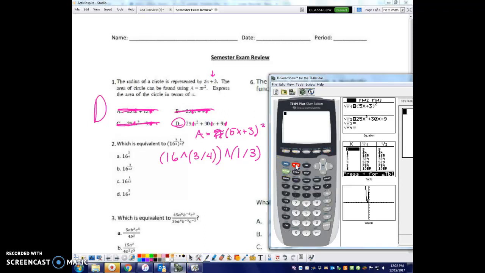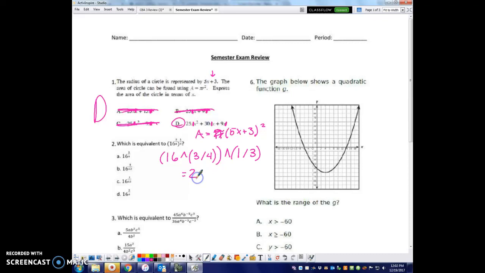So, type it in. You can just type this one in regular, so parentheses, 16, caret, parentheses. My calculator is a little different than yours, so yours is going to look like how I wrote it out. 3/4, parentheses, caret, 1/3. And what does that give you? 2. Okay. So now we're going to type in all of our answer choices until we get the one that gives us 2.